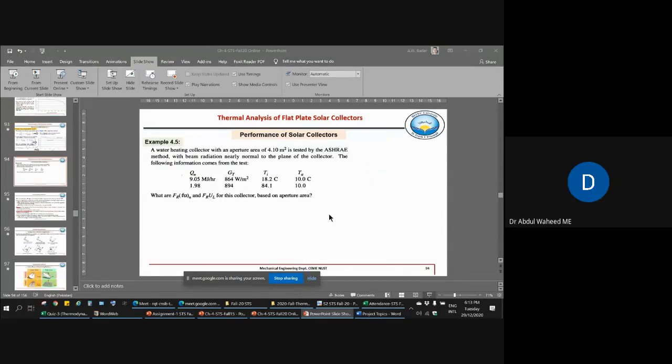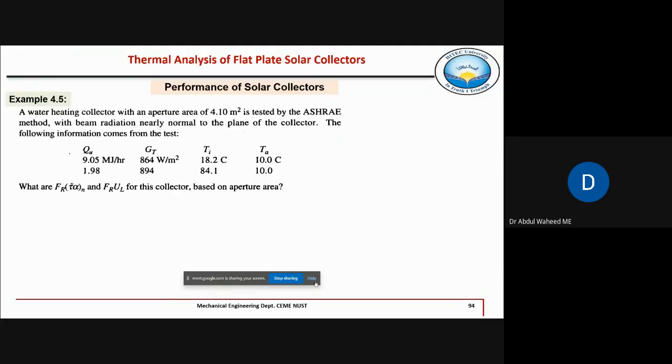जी ये एक न्यूमेरिकल था जो हमने सॉल्व नहीं किया था, so let's solve it. So here you see some data which is given.